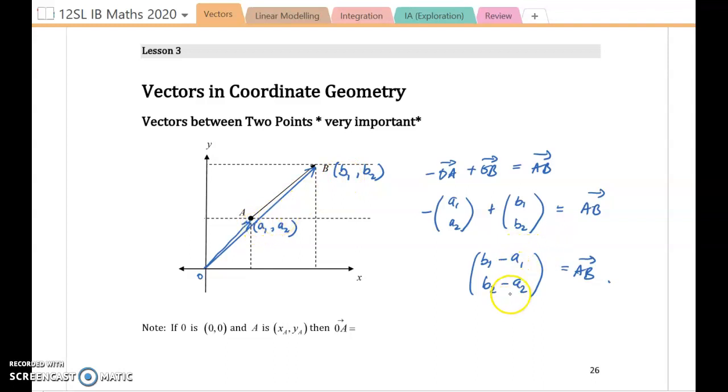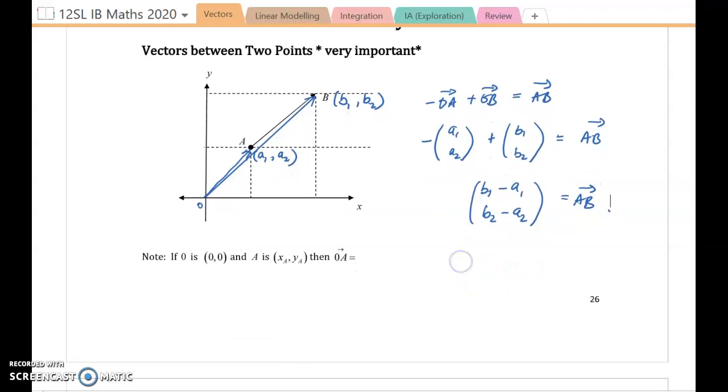And I know from calculating gradient that you're used to taking the y's first. Just note that in the vector form, we are putting the x's first, the horizontal component first, and then the vertical one. So the second letter is B, so it will be B1 minus A1, B2 minus A2. We'll have some examples here. So for vector OA, A is second, so you're going to take XA minus 0, XA, and YA minus 0, which is YA.